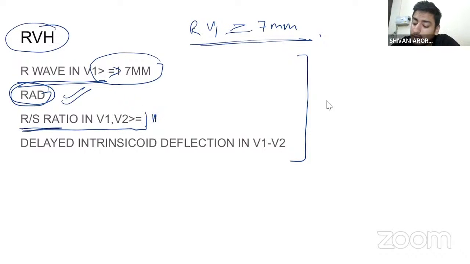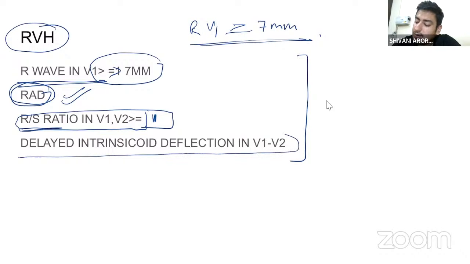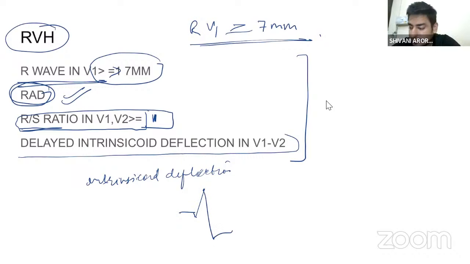Okay. Fourth thing is delayed intrinsicoid deflection in V1 and V2. Now, what is intrinsicoid deflection? It is the time duration from beginning of QRS to the peak of R wave. So suppose this is the peak of R wave and this is the start of QRS. So this is the intrinsicoid deflection. So this deflection is delayed in lead V1 and V2 in case of RVH. Clear? So it would be more than or equal to 0.05 s. Normally it is less than that. Clear?